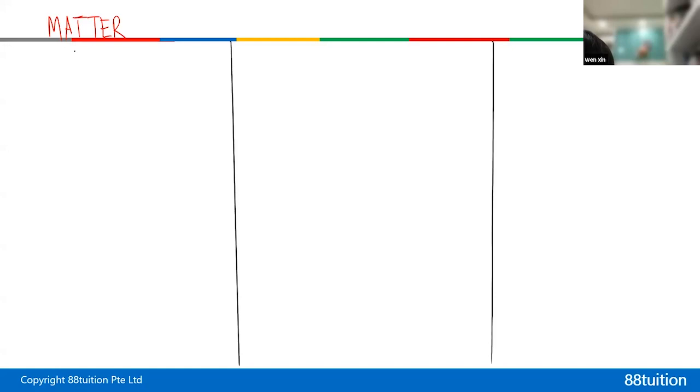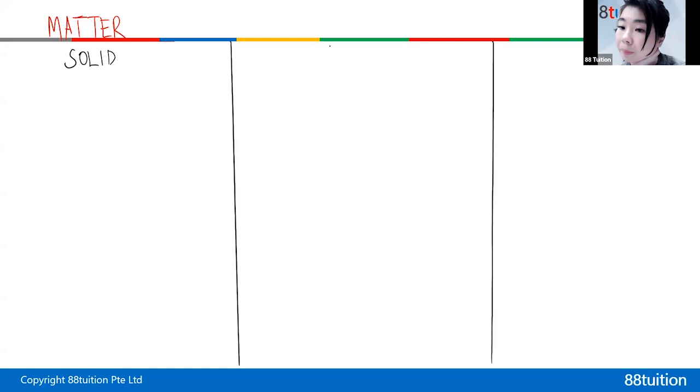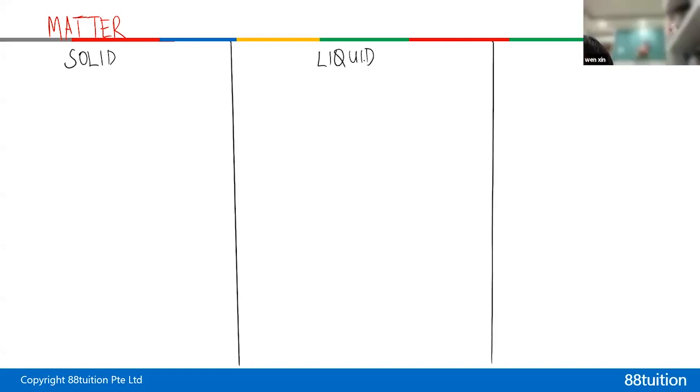Solid. Next one. Liquid. Good. And finally, what's the last state? Solid, liquid, and... I forgot. You forgot. Gas. Okay. Can you remember solid, liquid, gas?